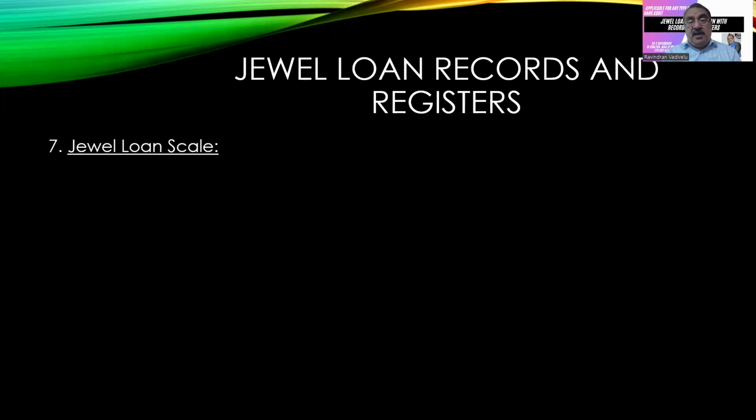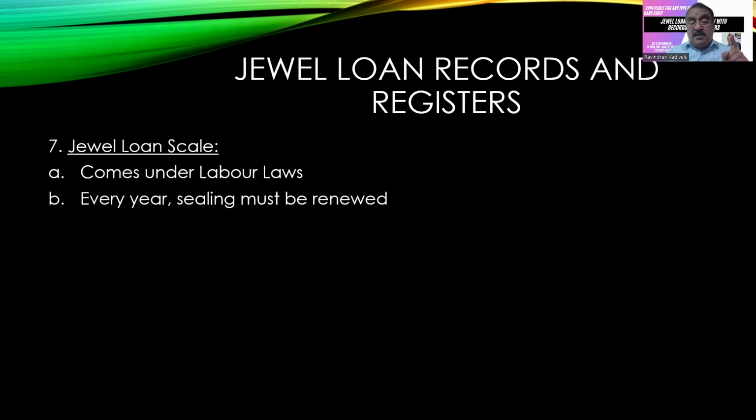And now another area is the jewel loan scale. What is the jewel loan scale? That is, the license towards the operation of the jewel loan scale has to be renewed every year. This jewel loan scale comes under the rules of labor laws, or in some states, in some other acts also, like the Weights and Measures Act. So the jewel loan scale should be verified with reference to license renewal, and it comes under labor laws, and every year the sealing must be renewed.